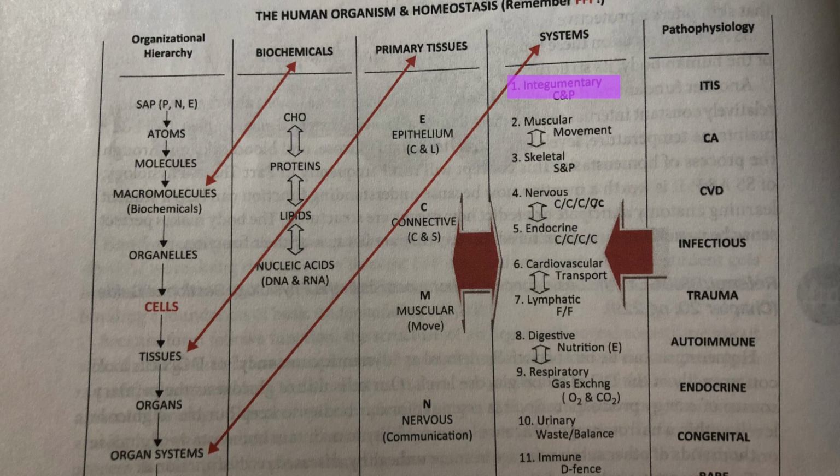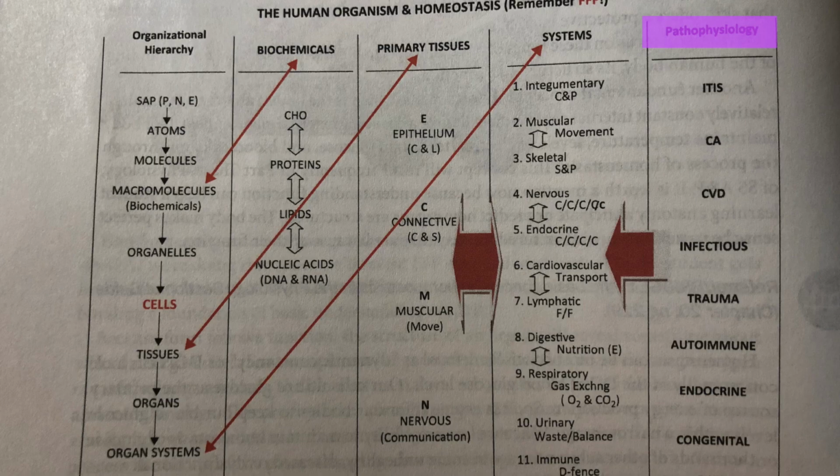And then the 4th column in the H2O sheet are the 12 systems from integumentary to reproductive, and we'll go into more detail about those as we get to each of those in the following chapters. And the final column is pathophysiology, the itis, the inflammation or infection, the cancer or cardiovascular diseases that can affect all of the systems. So the H2O sheet is a learning tool for you.